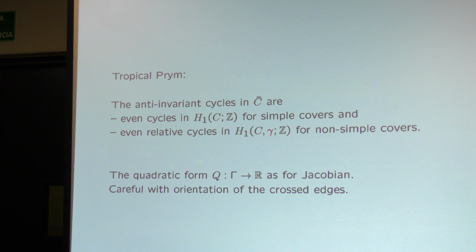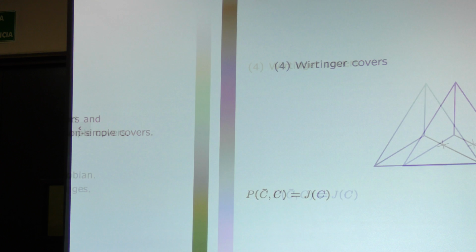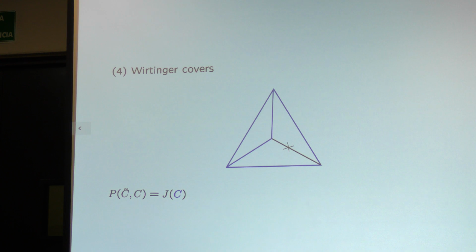The quadratic form is more or less the same. You just calculate the length of the cycles. You have to be a little bit careful with which orientation you take when you cross the edge, since the orientation of the edge switches. All right, so let's go to these four cases here. I'll start with the last one.